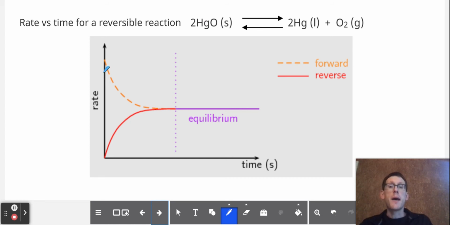Now, time passes. As time passes, the amount of mercury(II) oxide decreases because we're starting to build up more and more Hg and O2. So the rate of the forward reaction slows down, and as there become more and more products, the Hg and O2, the reverse reaction starts to speed up. And eventually, both of them level off, and the rates become equal. That is the state of equilibrium, when the forward reaction and the reverse reaction happen at the same rates.